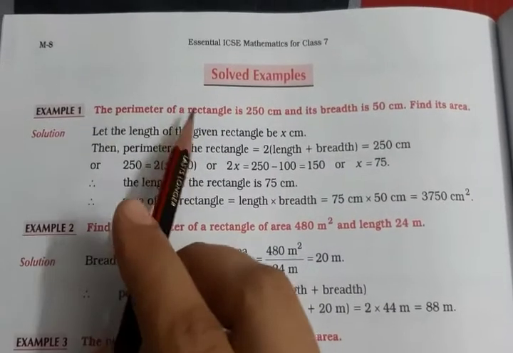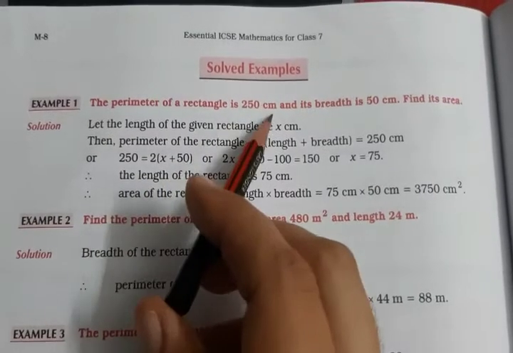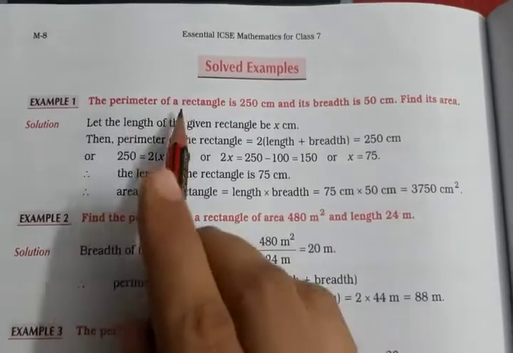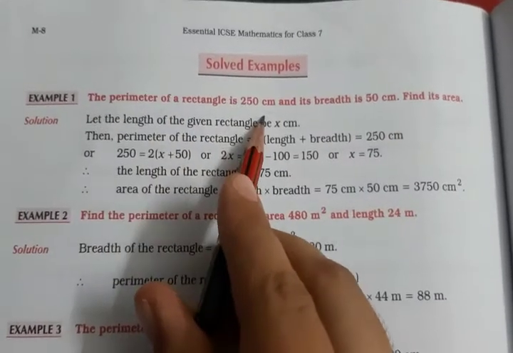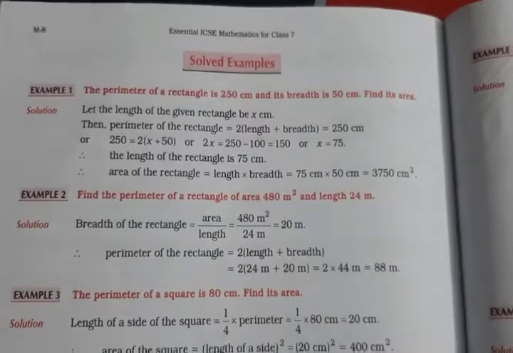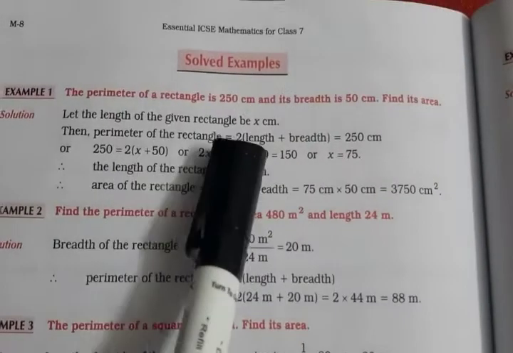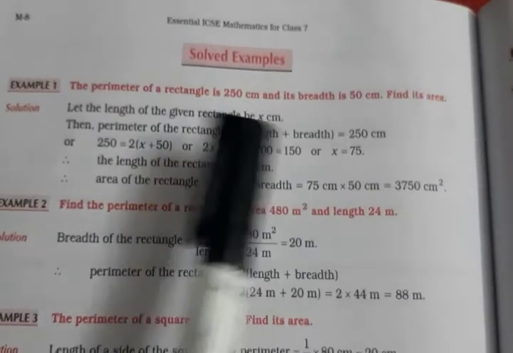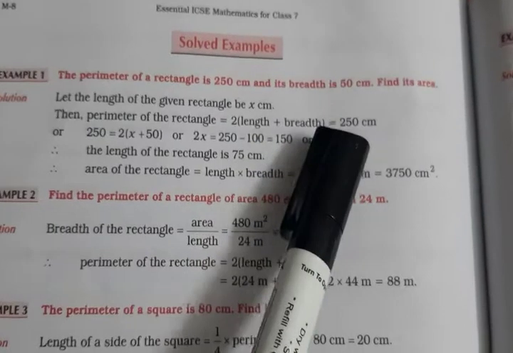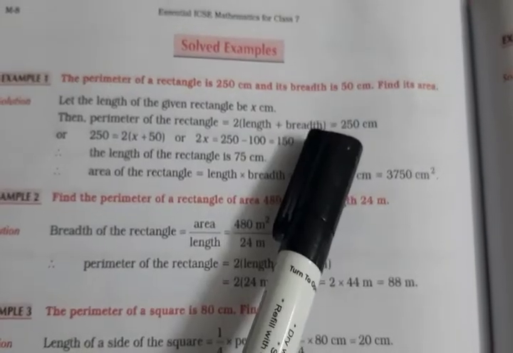Example 1. The perimeter of the rectangle is 250 centimeter and its breadth is 50 centimeter. Find its area. Now the perimeter and breadth of the rectangle are given. Find its area. Firstly we will find the length of the rectangle. We will take the length of the rectangle as x. Understand? Now the perimeter of the rectangle is equal to 2 times length plus breadth. That is the formula to find the perimeter of the rectangle.